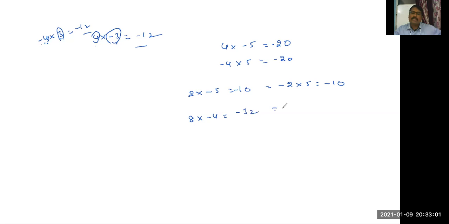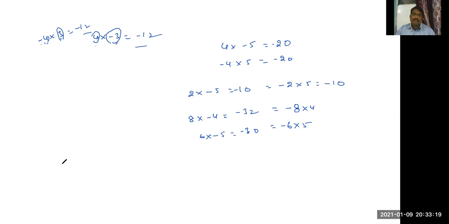is minus 32. That is equal to minus 8 into 4, which is also minus 32. So 6 into minus 5 is minus 30. Minus 6 into 5 is also minus 30.